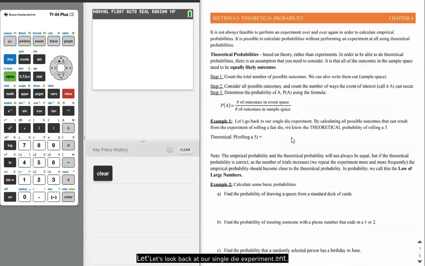So let's look back at our single die experiment. It says, by calculating all possible outcomes that can result from the experiment of rolling a die, we know the theoretical probability of rolling a 5. If I think of a single die experiment, my sample space would be 1 all the way to 6. Those are the possible outcomes when I roll a die. Now the theoretical probability of rolling a 5, there's one 5 out of the total 6. So we would say the probability would be 1/6.